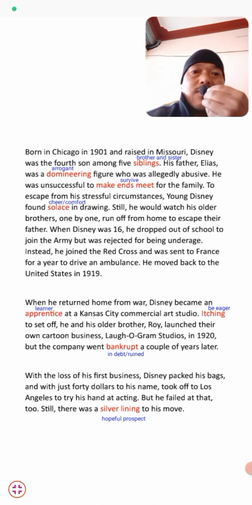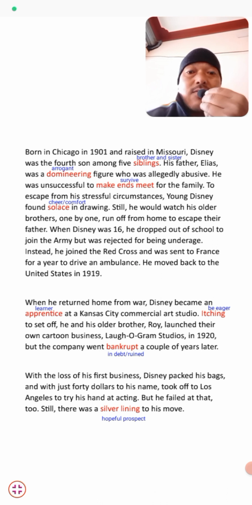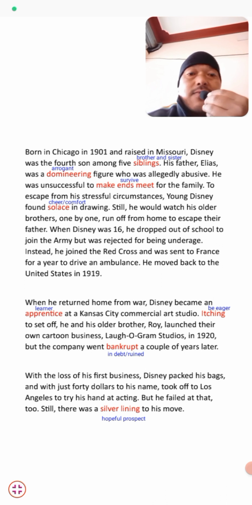His father's name was Elias, a dominating figure who was abusive. He was very abusive in nature, and he was arrogant. He was unsuccessful in making ends meet for the family, and was hardly able to do so. It means he was not able to fulfill his family's needs, and he was not able to feed his family properly, and he was in trouble.